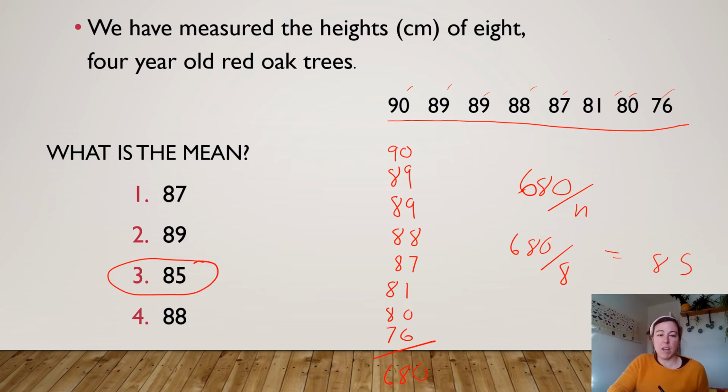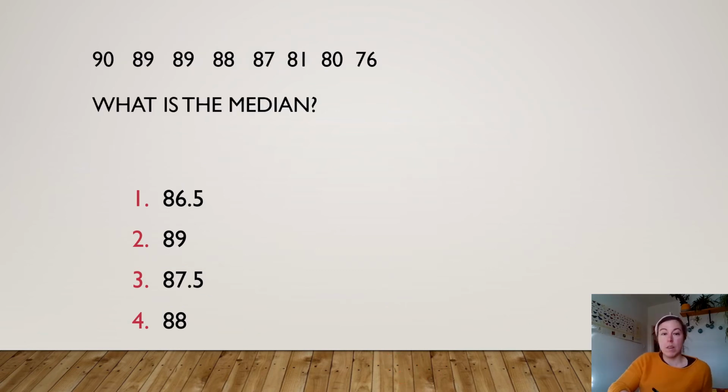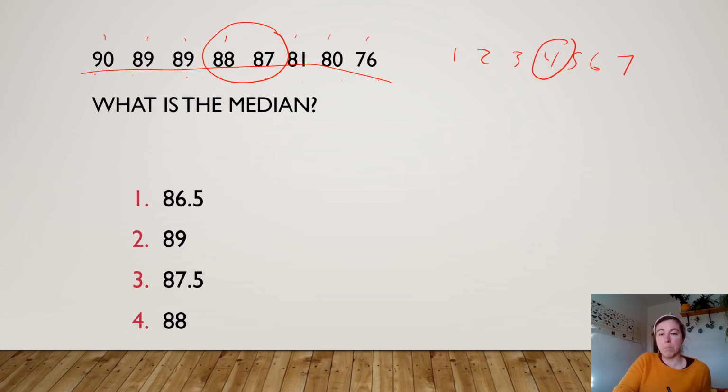And I have these as multiple choice because in a classroom I have a little quiz. The median is a little bit easier because all of our numbers up here, 90, 89, 89, 88, 87, 81, 88, 76, these are already in order. So the middle number, 1, 2, 3, 4, 1, 2, 3, 4, we have 2 middle numbers. If there were only 7 numbers, then 4 would be the median.